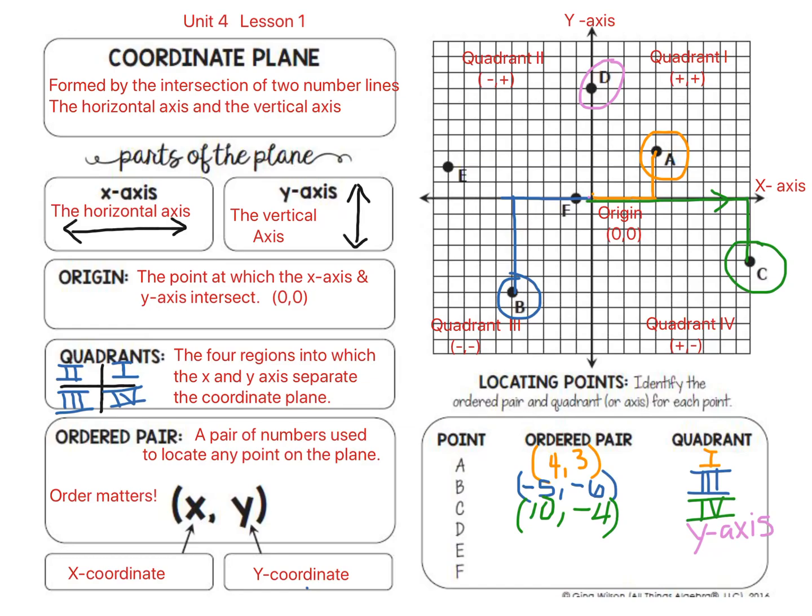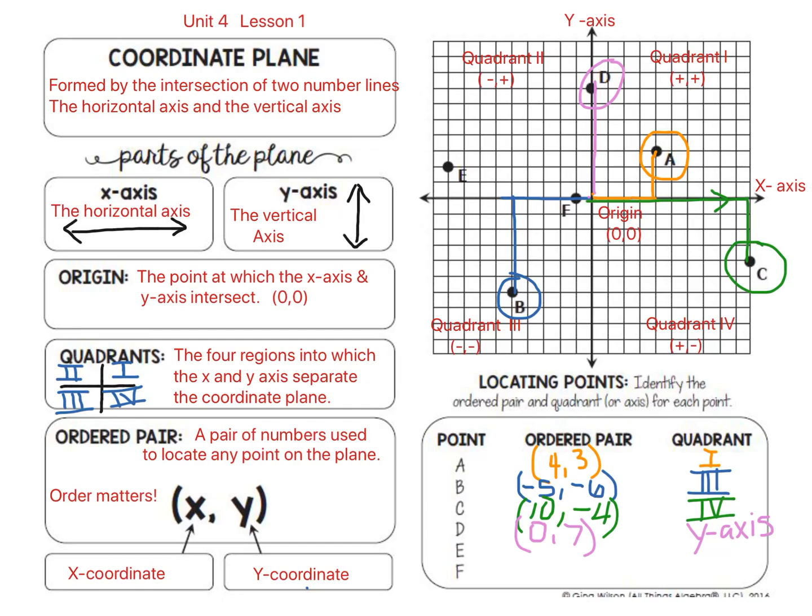So what that means, to get to D, I will not go left or right any number of moves. It will still be 0 moves because I'm not going to move left or right. And then I'm going to count up 7 spaces. So 0, 7.